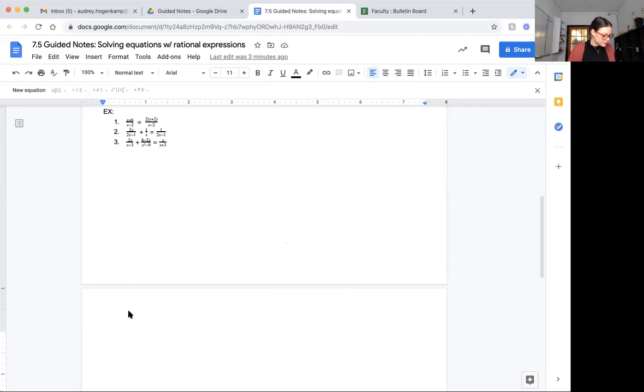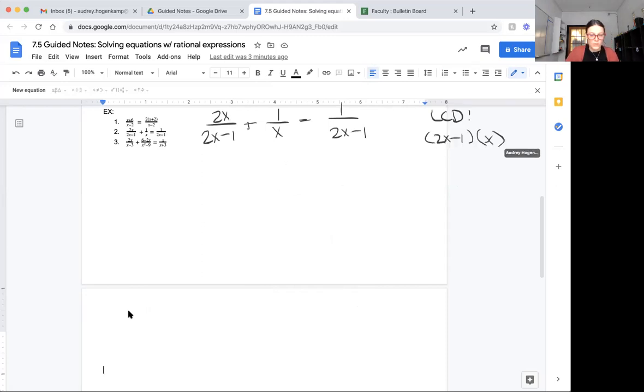We have 2x over 2x minus 1 plus 1 over x equals 1 over 2x minus 1. Okay, so our LCD is going to be the product of all of our unique factors. So our unique factors include 2x minus 1 and x. So our LCD is going to be x times 2x minus 1. So we are going to multiply our whole equation by x times 2x minus 1.